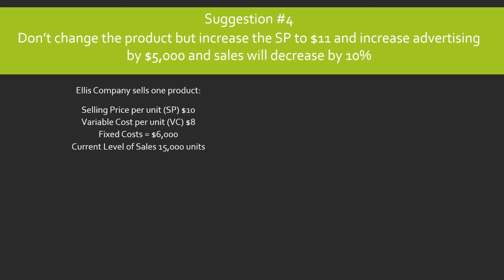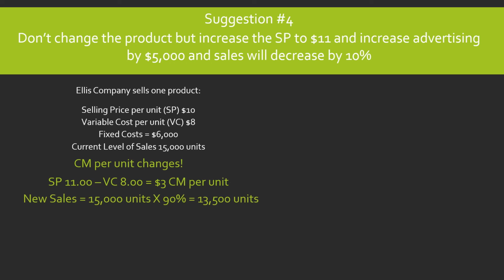Notice that selling price is changing. Therefore, I have a change in my contribution margin per unit. So if I take the $11 new selling price and it doesn't change the product any, so the variable cost still stays at $8, we have a contribution margin of $3 a unit. So let's look at what's going to happen to net income. I need to calculate my decrease in sales first. Currently I'm selling 15,000 units. If my sales are going to fall by 10%, then I'm actually going to keep 90% of my sales. And therefore, my sales after this change will be 13,500 units.